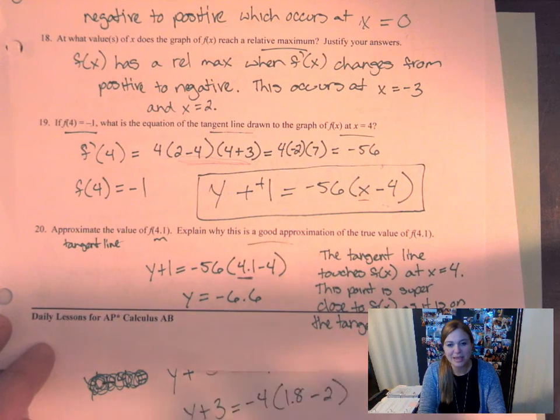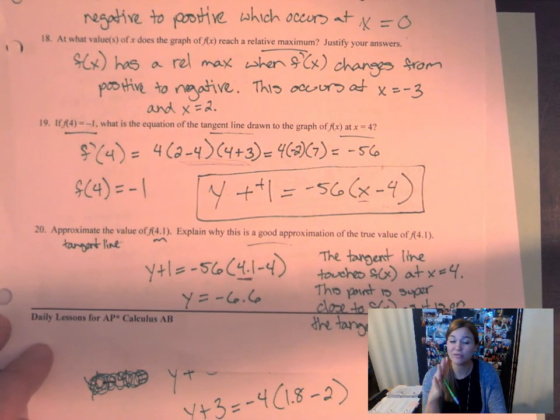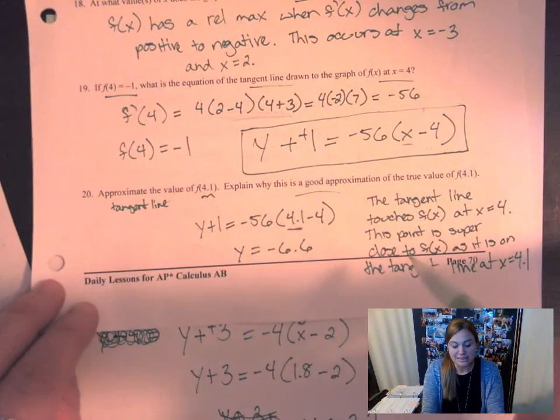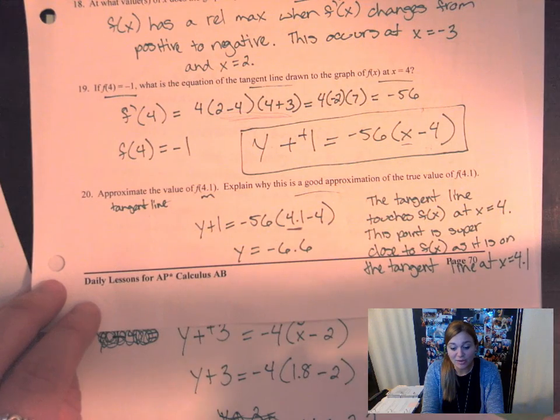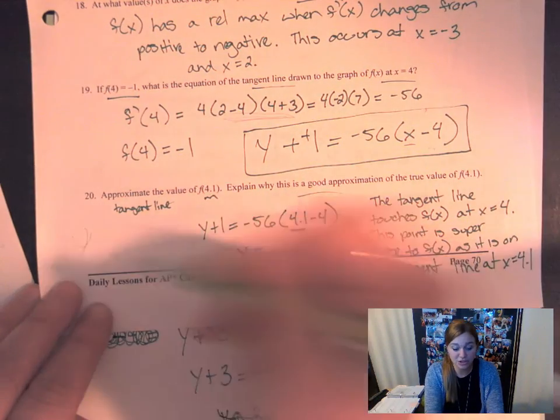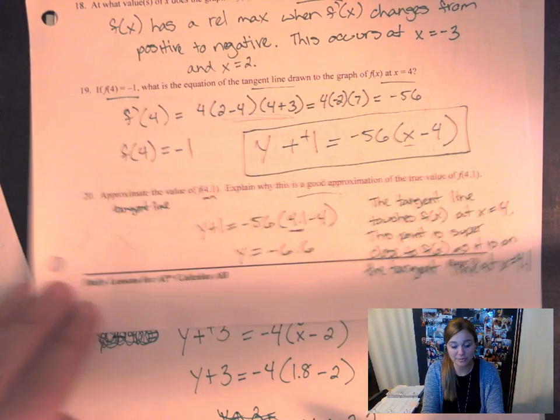Actually, you wouldn't be asked that yet. In later units, they are going to ask about that once you can figure out concavity, but not yet. At least not on this type of problem, unless it says concave up or concave down. If it said concave up, we would know it's an under approximation. Concave down, any tangent line is going to be an over approximation.